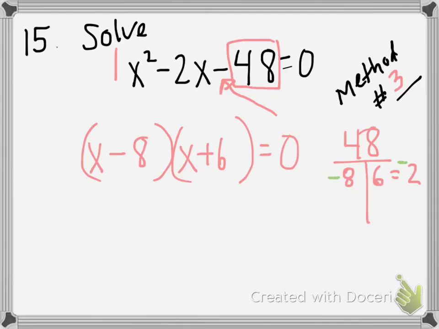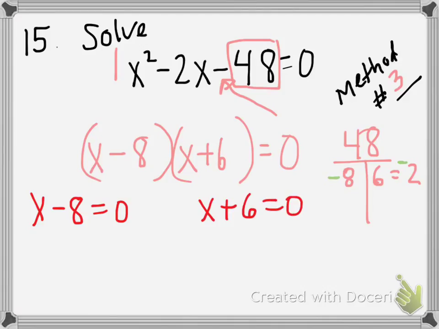Now that it's in factored form, we're just going to apply the zero product property that says if you're multiplying 2 quantities together and your answer is 0, then either the first one, the x minus 8, has to be equal to 0, or the second one, the x plus 6, has to be equal to 0.